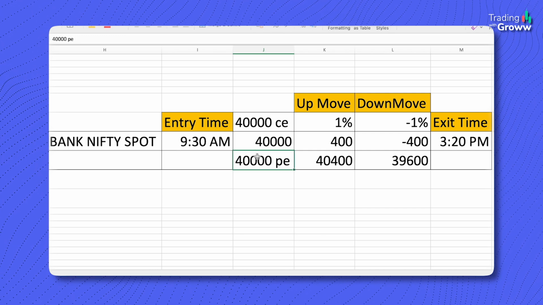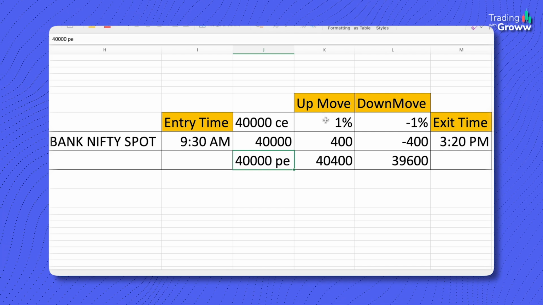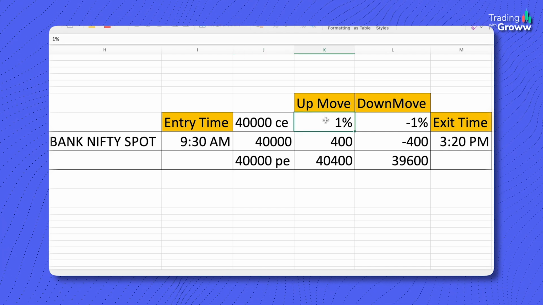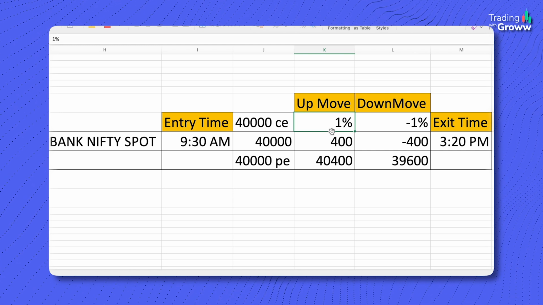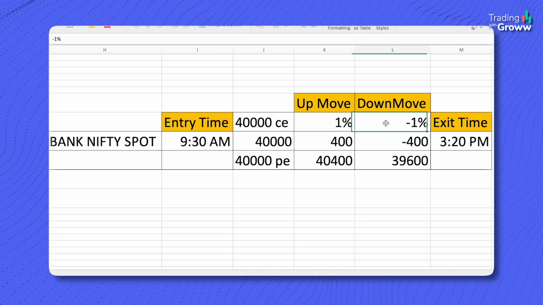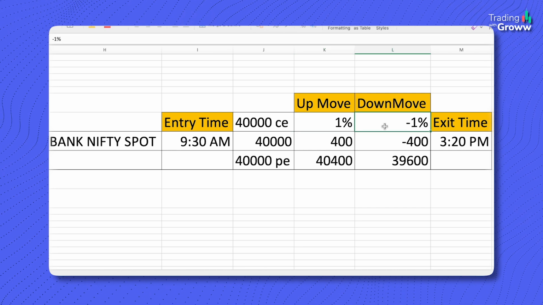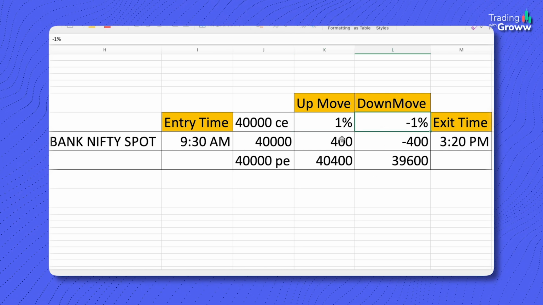which is going to be on the weekly option, not on the monthly option. And then instead of using a stop loss on the premium basis, you are using a stop loss on the underlying. So you have to wait for Bank Nifty to move more than 1% on the upside or more than minus 1% on the downside. Then we'll close both the call option and put option.